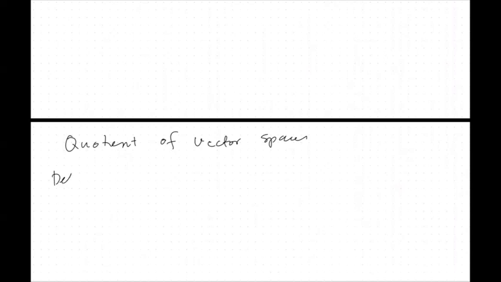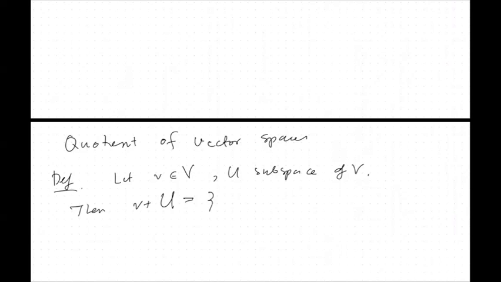Okay, so first let us define this notation. Suppose v is an element of V and U is a subspace of V. Our field here is F. Then v + U is just the collection defined as v + u, where u is an element of the subspace U. Okay, let us fix the notation.